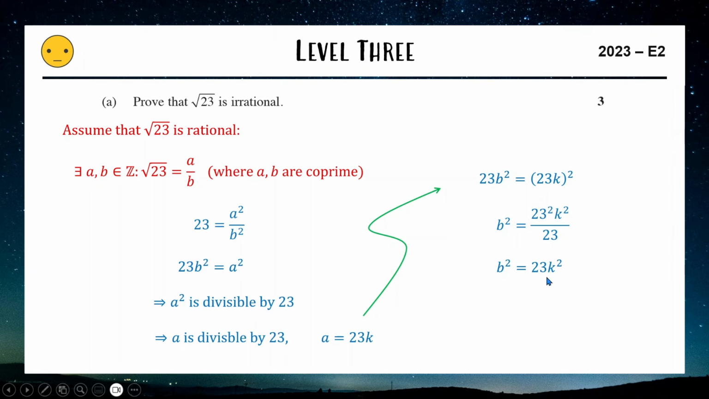So what this now tells me is that b squared has 23 as a factor, so b squared must be divisible by 23, which then also tells me that b is divisible by 23, and that's kind of where our proof starts to collapse in on itself.